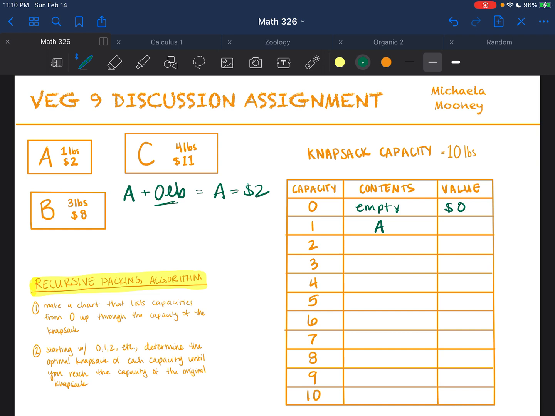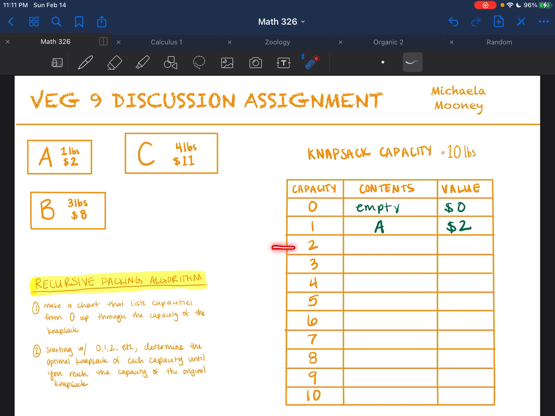There's no pounds left over, and that is going to be worth $2. So that one's pretty easy because there was only one correct answer. There was no other combinations that we could possibly have. But let's look at number 2.